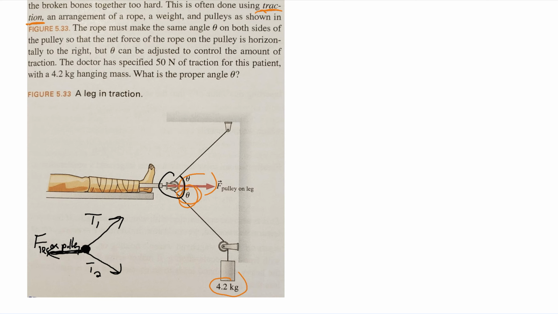So how come in your free body diagram you don't have to draw the force of the pulley on the leg? It's an action-reaction pair, so it doesn't matter.